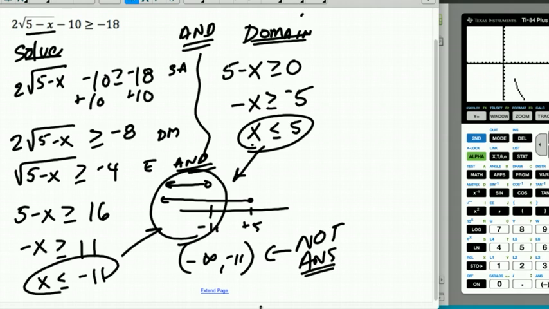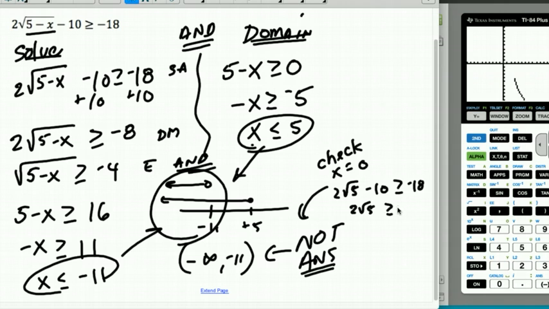And I can check to see that it's not the answer, but here's a really easy way to check. When you check, you just check numbers outside of that interval. So let's say I pick an easy number. Let's say I pick 0. Let's see what happens if I pick x is 0. Well, I'd get 2 root 5 minus 10 is bigger than -18. That's definitely true, right? Because if it's hard to see that way, you could solve by adding the 10 over, and you would get that this, which is clearly a positive number, is greater than or equal to a negative number. That's definitely true. So x equals 0 works, which means that answer's wrong.